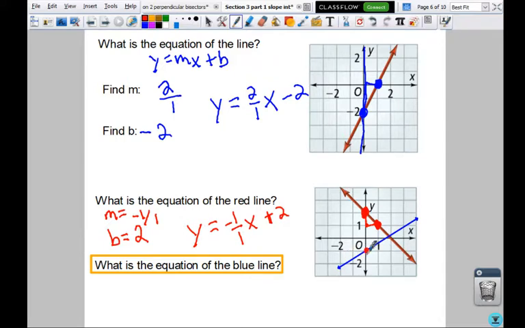Yeah, how do you find the other point? Is it gonna be a decimal? No. So what, that's one point. Where's another point?